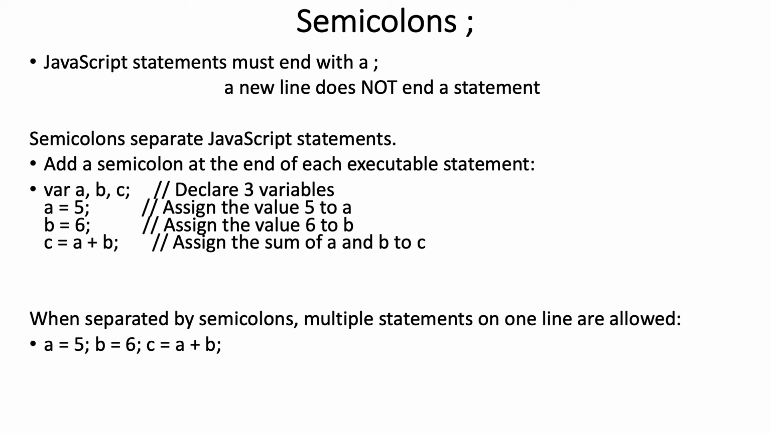Here's a demonstration to prove that new lines aren't required to get a new statement. a equals 5 semicolon, b equals 6 semicolon, c equals a plus b has exactly the same effect as those 3 right above it.